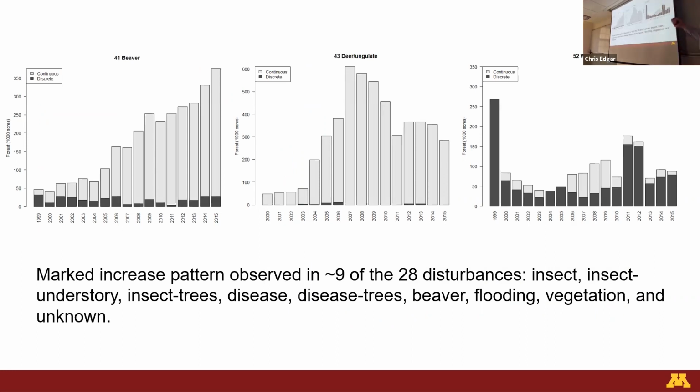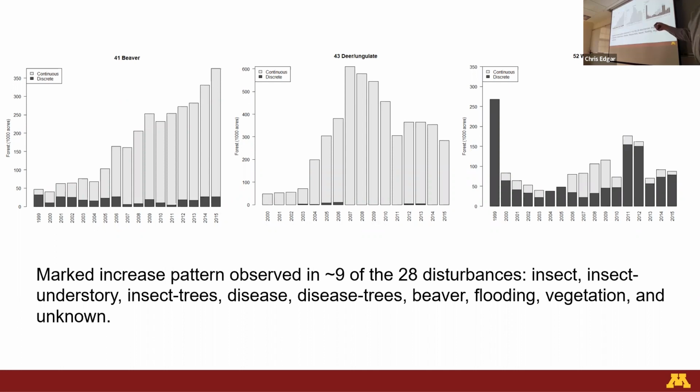So I've just picked out 3 different disturbance agents. Now we're down to individual ones. I've picked beaver, deer ungulate, and wind, and let's see if we can talk a little bit more about this idea of continuous and what's the general pattern that we're seeing. So here is an individual disturbance that really mirrors that overall trend that we saw: fairly flat and then a continuous steady run up, okay?